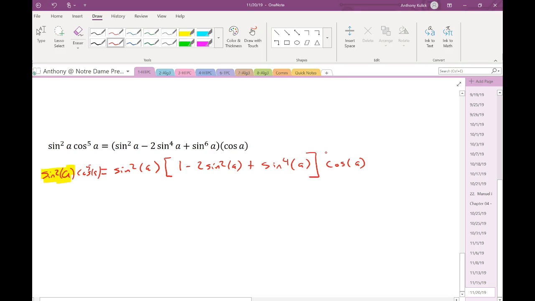Everybody okay with what we did there? Okay. So am I ever going to do anything with that sine squared out front now? No, that's basically locked in. The rest of that stuff now has to somehow turn into that cosine to the fifth. Or really, I have a cosine, so I just need a cosine to the fourth from the part in the brackets, right? Everybody okay there?